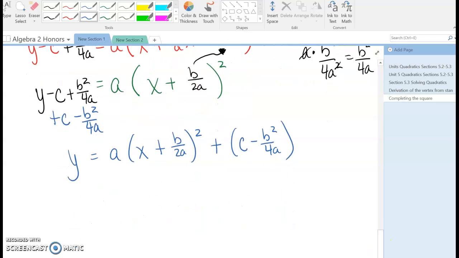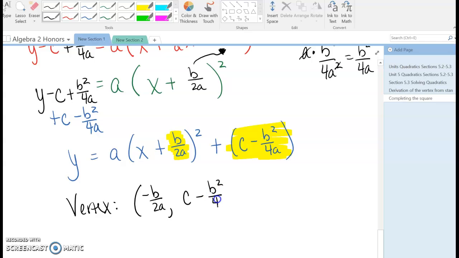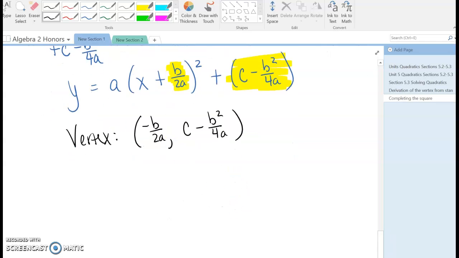And so now we have this in vertex form, where our vertex is going to be the opposite of this number, and then exactly what we see for this number. So the vertex is negative b over 2a, comma, c minus b squared over 4a. And so if we were to write the formula for the x value of the vertex, it would be the opposite of b over 2a. And for the y value of the vertex, it would be c minus b squared over 4a.